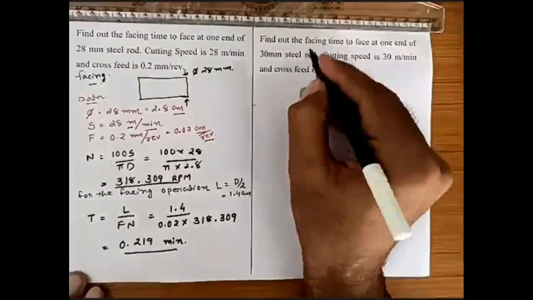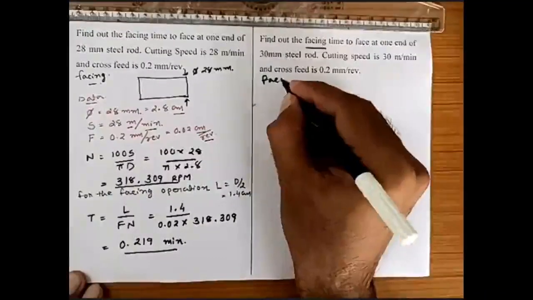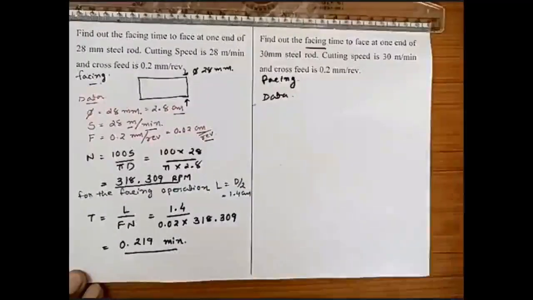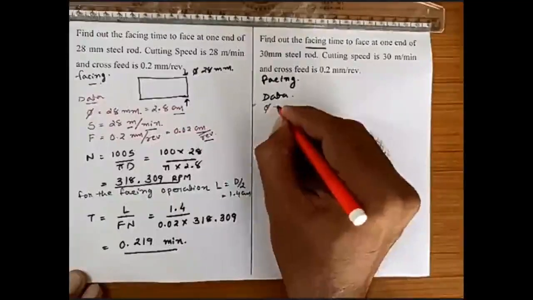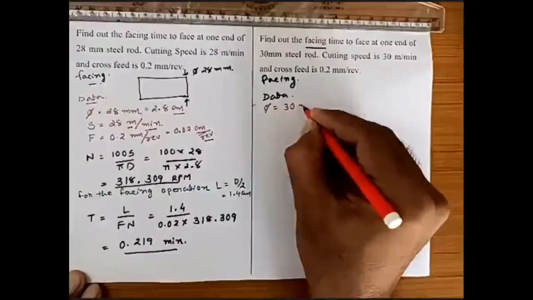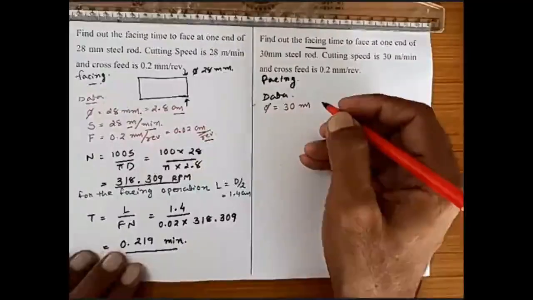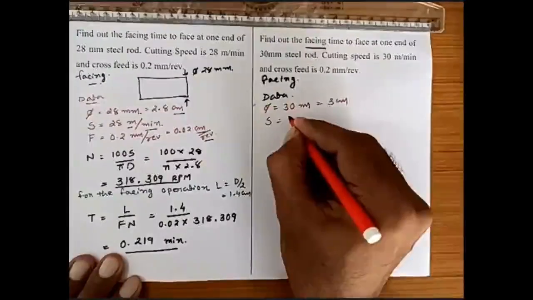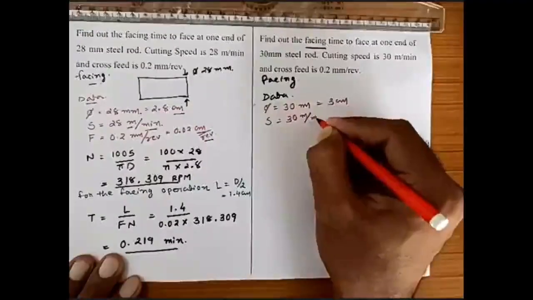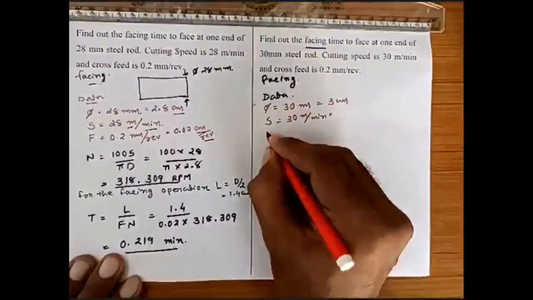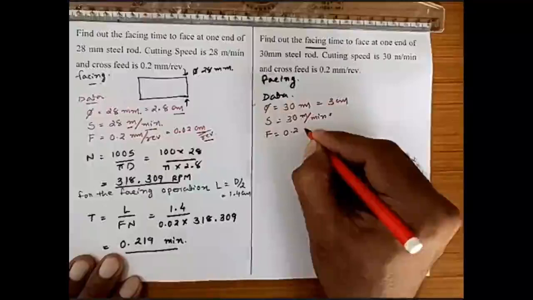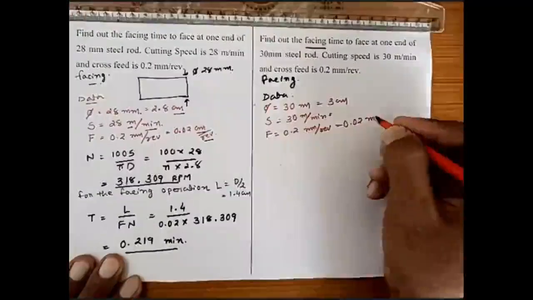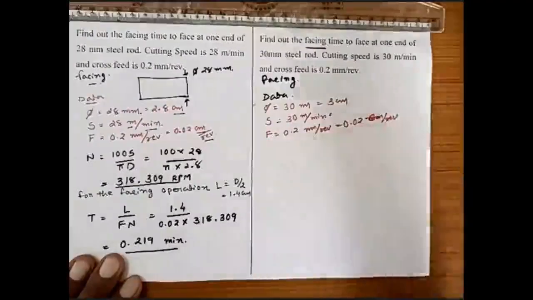The operation is facing. Data: diameter 3 centimeter, cutting speed 30 meter per minute, and the feed 0.2 mm per revolution, so 0.02 cm per revolution.